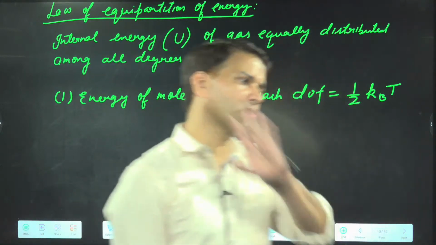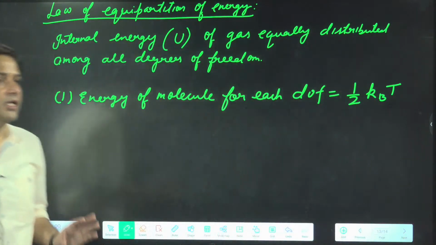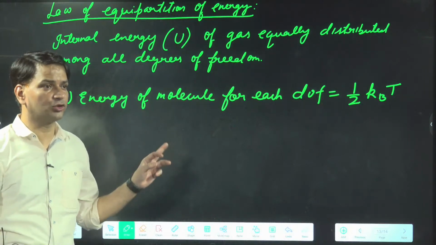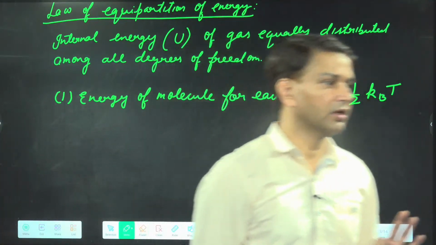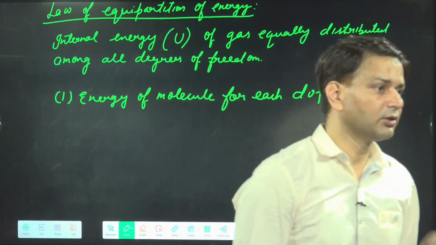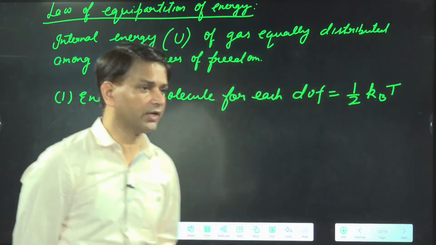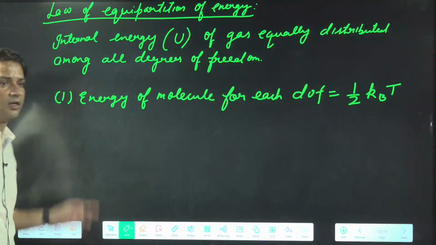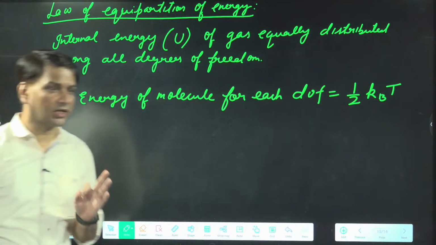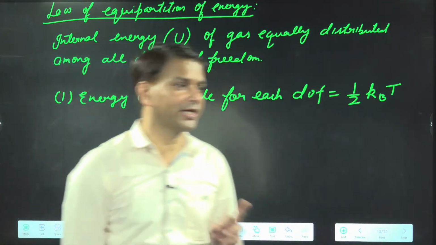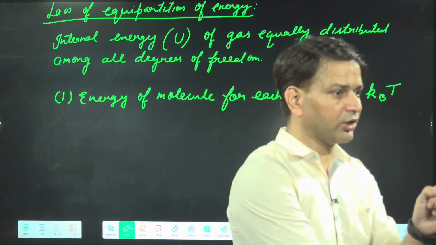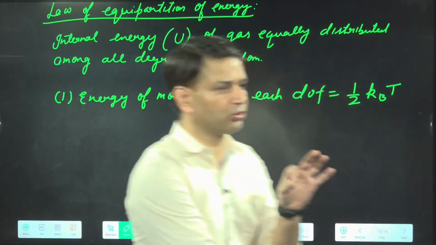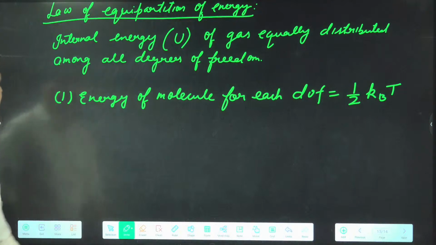That you have to remember, because we got the 3 by 2 kBT. So for each degree of freedom, the energy of the molecule we can write as 1 by 2 kB into T. I am talking about one molecule: one molecule, 1 degree of freedom, 1 by 2 kB into T.